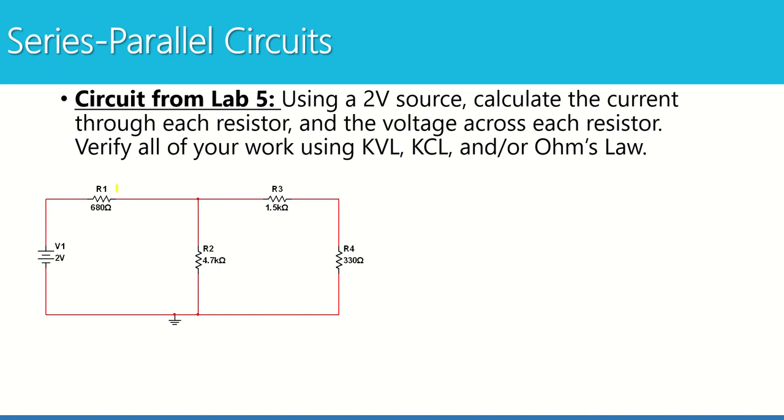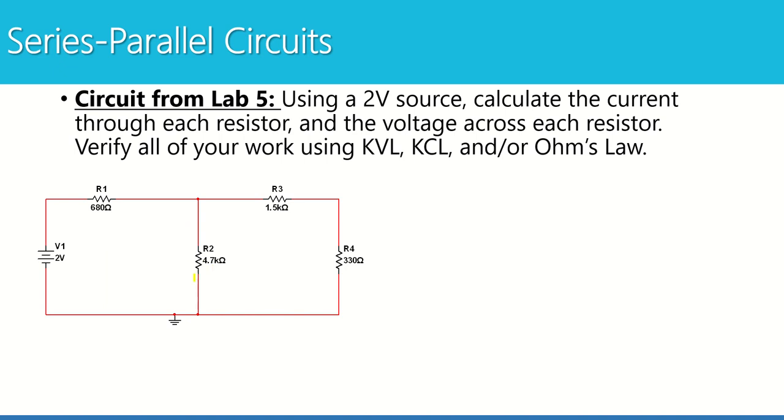So R1 is on this path. The current splits. Here's path 1. Here's path 2. Here's where path 1 and path 2 meet. So these 2 paths are what are in parallel. R1 and R2 are not in parallel.